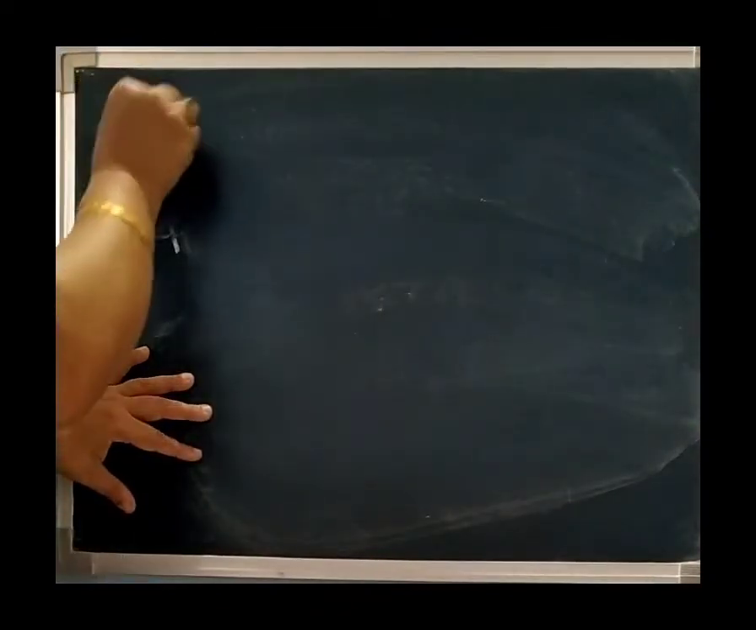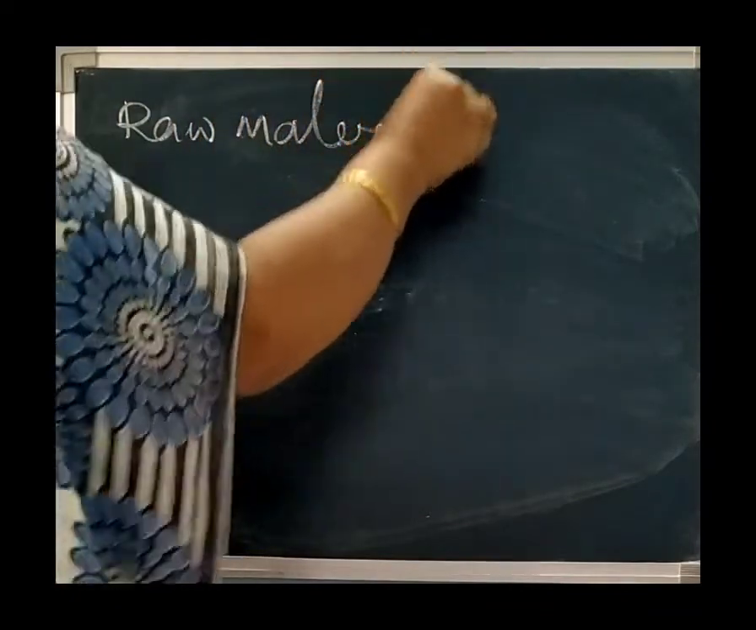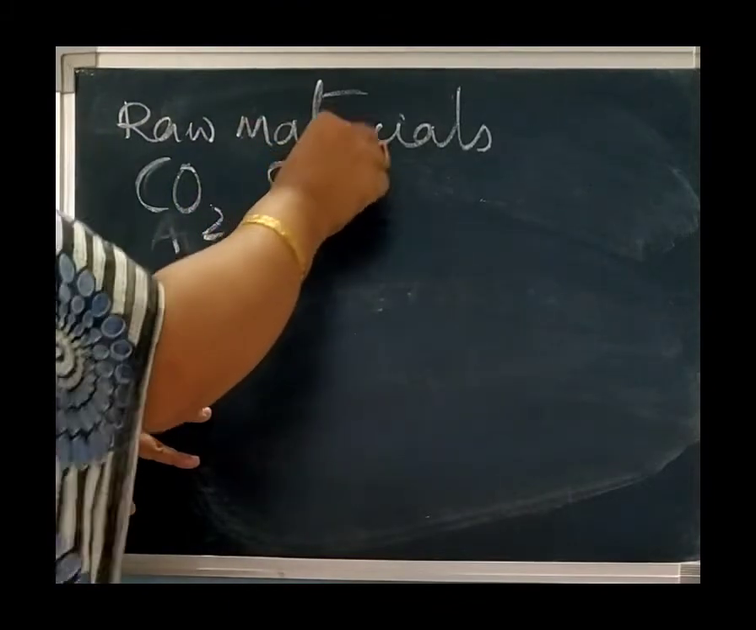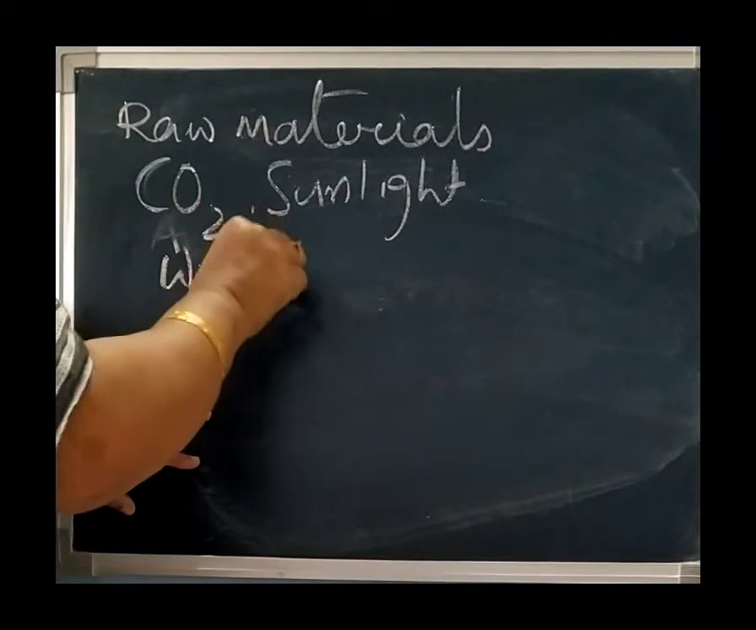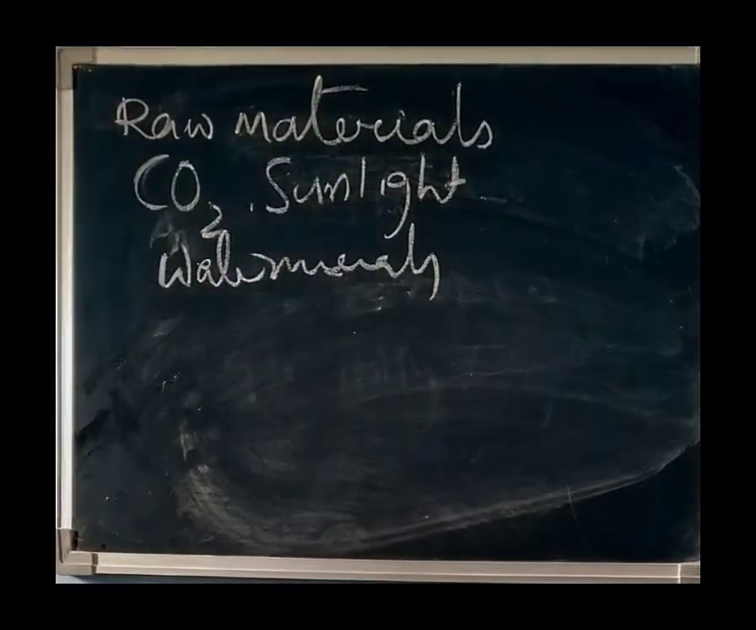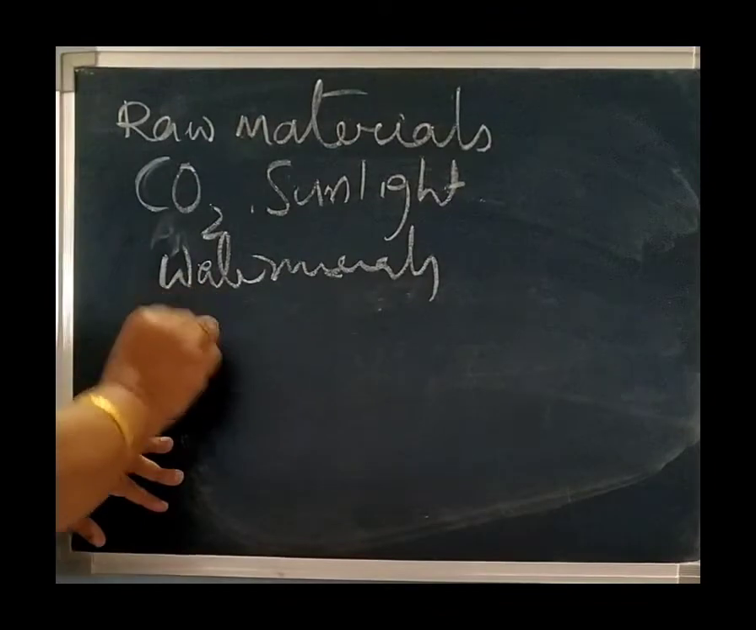So what are the raw materials needed for photosynthesis? Carbon dioxide, then sunlight, water, minerals. So these things are needed as the raw materials. And the plant must have chloroplast.